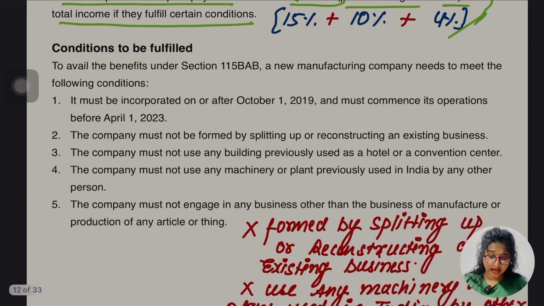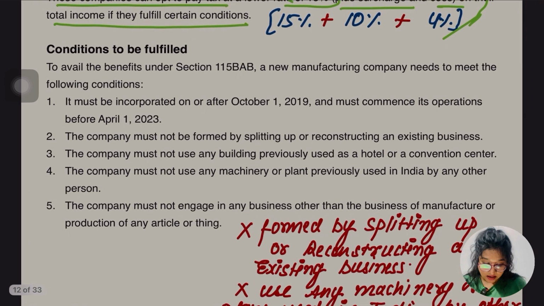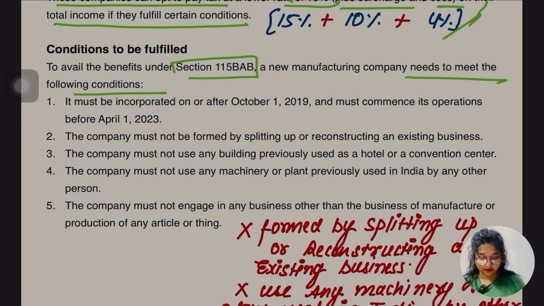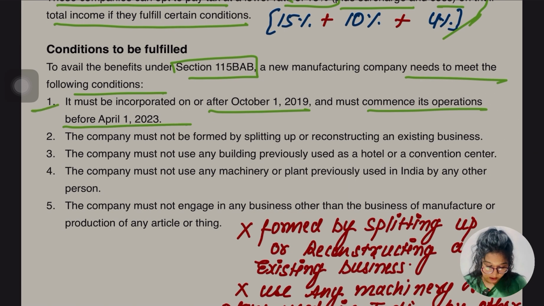Okay, and the conditions to be fulfilled to avail the benefit under section 115BAB: a new manufacturing company needs to meet the following conditions. Number one, it must be incorporated on or after 1st October 2019 and must commence its operation before 1st April 2023. We know this. The company must not be formed by splitting up or reconstruction of an existing company. Yes, we know this.